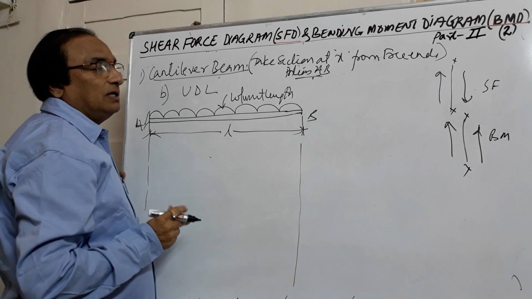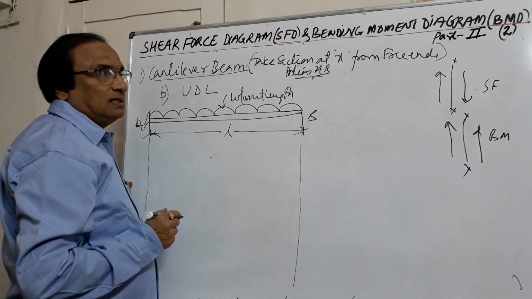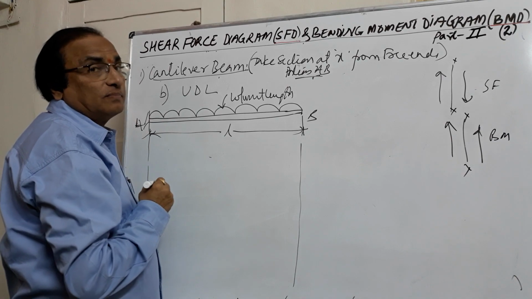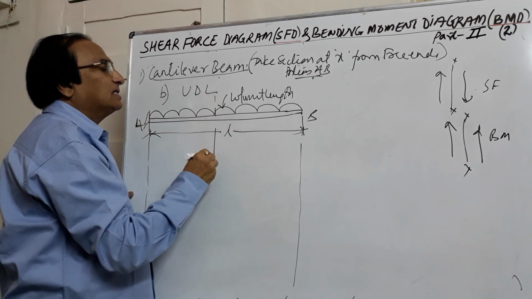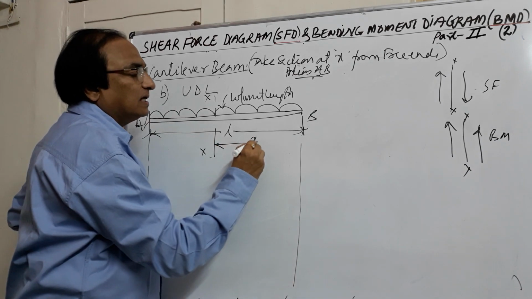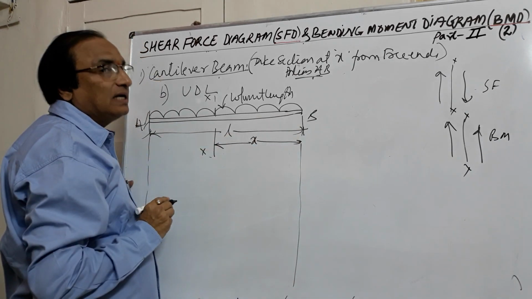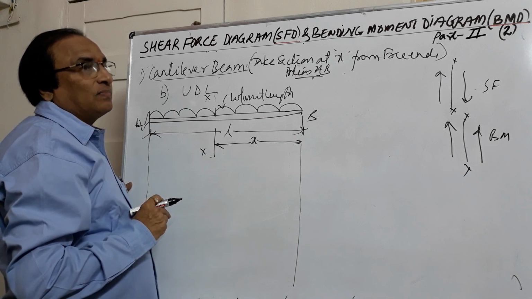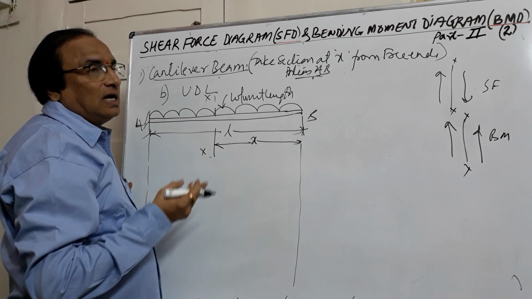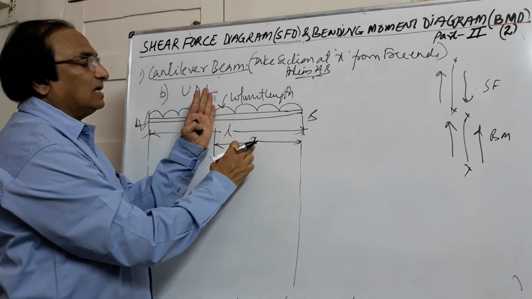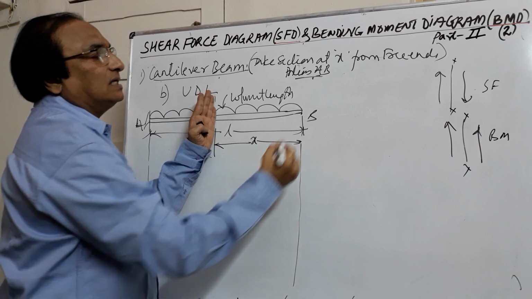So as usual, we will first consider a section. Take section X at a distance of X from the free end. Suppose I take a section here, X, and the distance is always taken from the free end in case of a cantilever. So we are drawing shear force at the section. It is the algebraic sum of the forces either on the left hand side or right hand side of the section. So when I have taken X, it means I have taken the right hand side of the section.